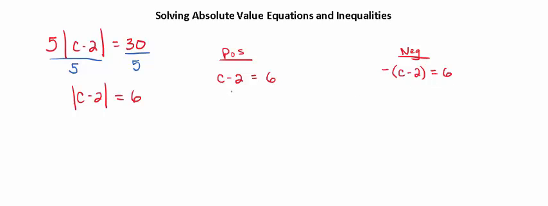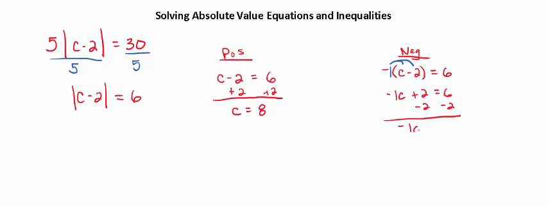Okay, we'll solve for both. Let's add 2 to both sides in the positive case, and we get c equals 8. And let's remember we have a negative 1 that's outside of the parentheses, sorry, so it's going to be negative 1c plus 2 equals 6. Let's subtract 2 from both sides. We get negative 1c equals 4, and divide by negative 1, and c is going to be equal to negative 4.